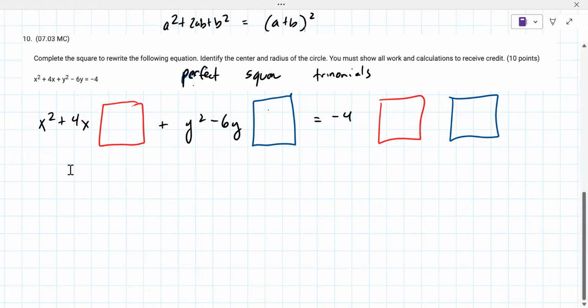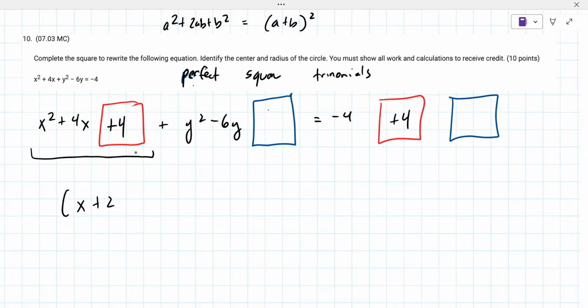The simplest way to do it, which is kind of an algorithm, is you take half of this number and then square it. I'm sorry, I said divide by 2, that's wrong. You take half of 4, which is 2, and then you square it, and you put a +4 here and a +4 there. Now these three terms are a perfect square trinomial. It ends up being (x plus 2) squared. If you were to FOIL this, you would get back to this.